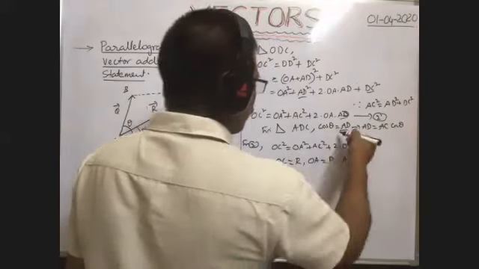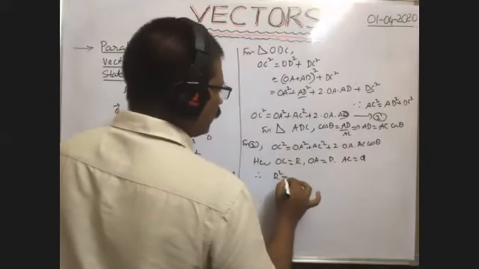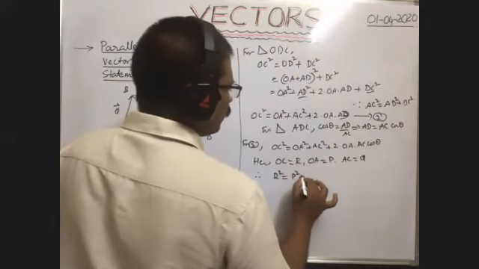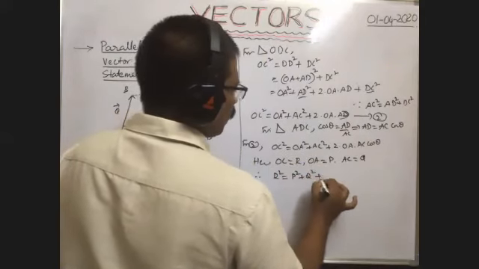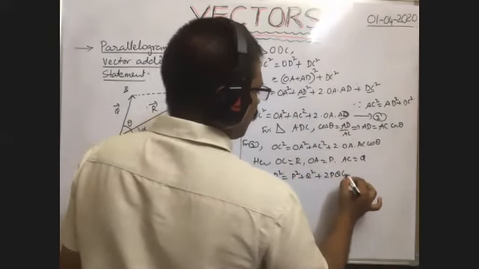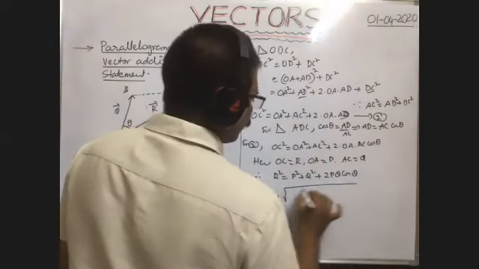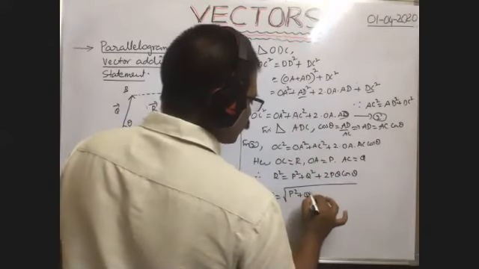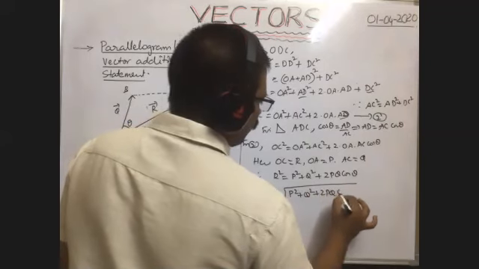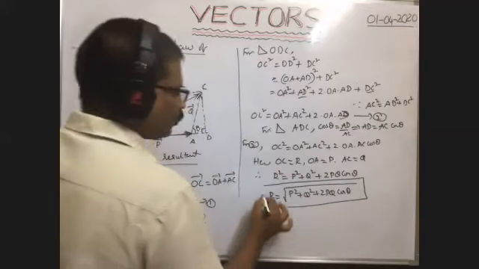Now we substitute these values here. Therefore, OC means R, so R square is equal to OA means P square plus AC means Q square plus 2 into OA means P, AC means Q into cos theta. So R is equal to square root of P square plus Q square plus 2PQ cos theta. So this is the formula for the magnitude of the resultant of two vectors.